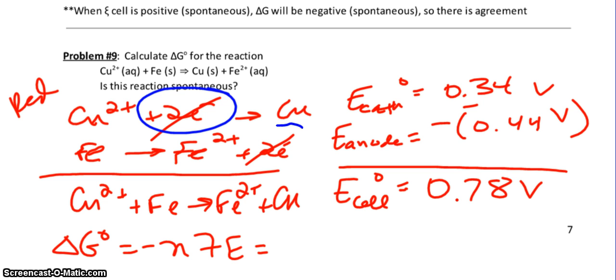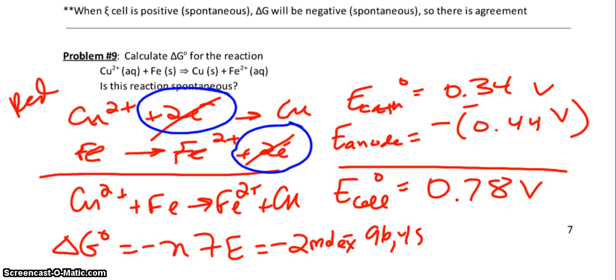That's this number. That's this number. What is your total number of electrons being transferred? And that's 2. So it's negative 2 moles of electrons. And remember what a Faraday was? That was 96,485. And a Faraday is defined as coulombs over moles of electrons.